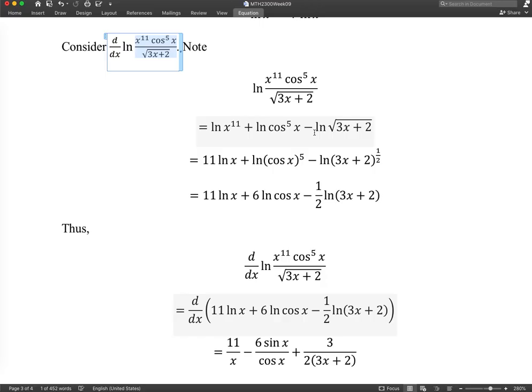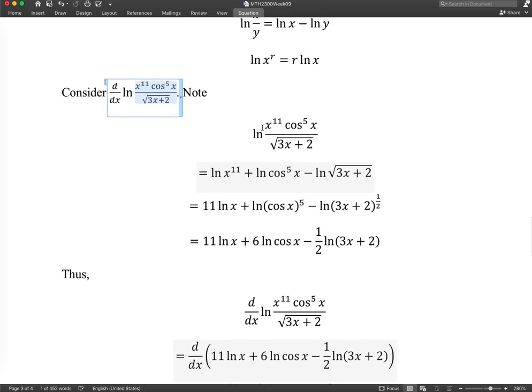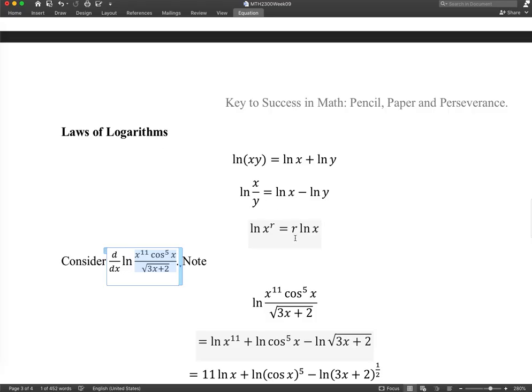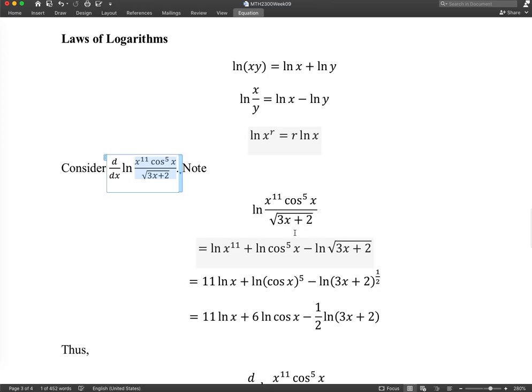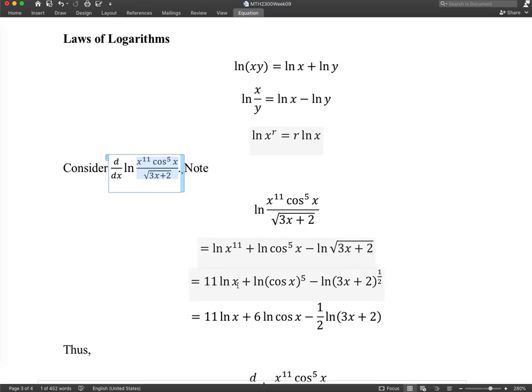And furthermore, if you recall, there's another property of logarithm. There are three laws I listed. When you have a logarithm and an exponent combined, usually it can be simplified. It's just true: ln of x to the r is r times ln of x. So ln of x to the 11 is 11 times ln of x. And this cosine to the fifth power really means the cosine of x, the entire thing, to the fifth power.